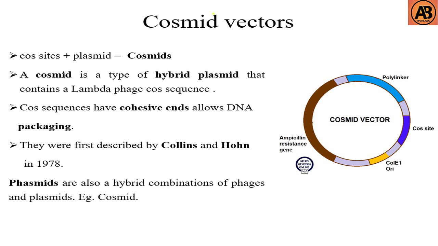Then cosmid vectors. Cosmid means cos site plus plasmid equals cosmid. A cosmid is a type of hybrid plasmid that contains a lambda phage cos sequence. Cos sequences have cohesive ends, used in DNA packaging. They were first described by Collins and Hohn in 1978. Cosmids are a hybrid combination of phages and plasmids. Here you can see the cosmid vector, and this is the cos site.